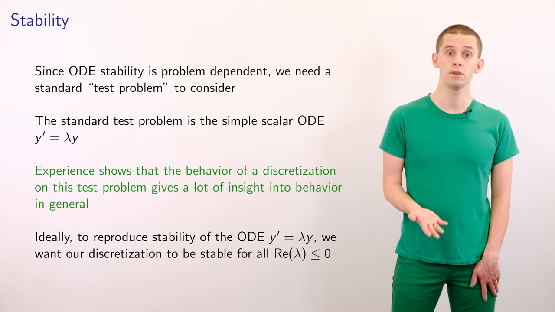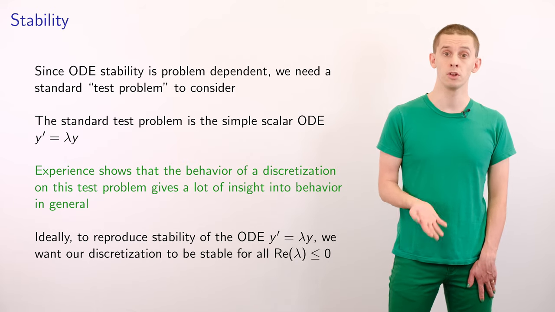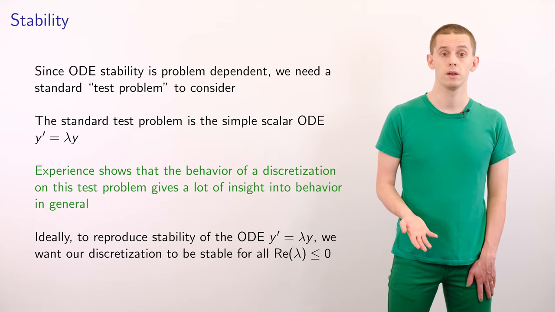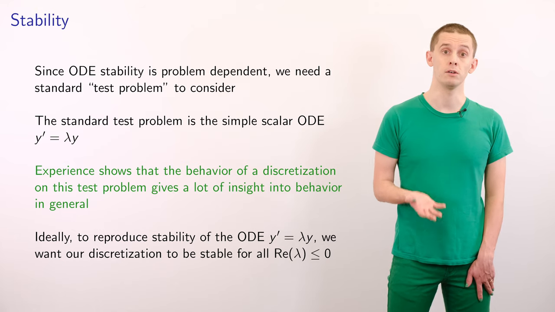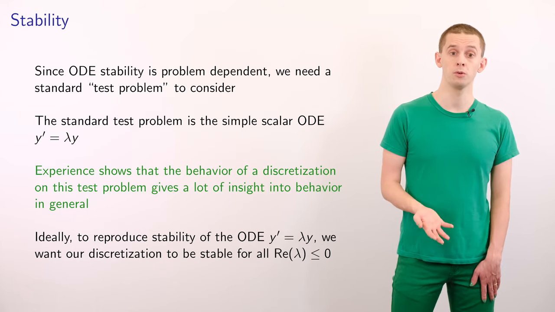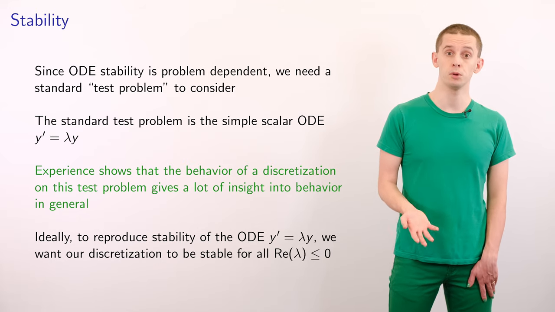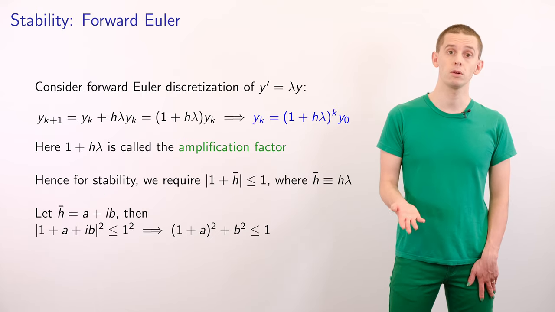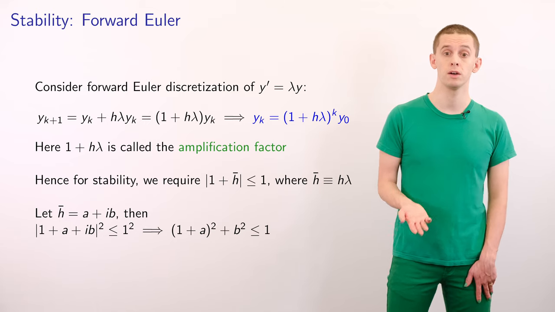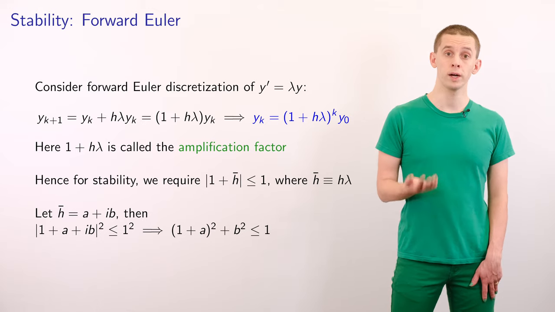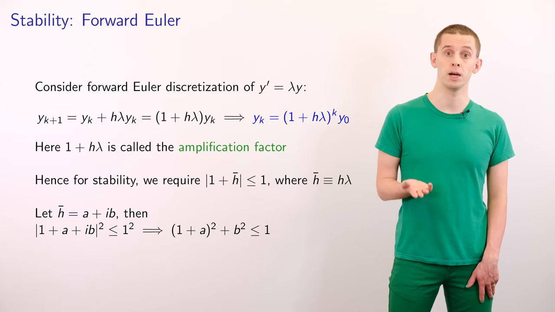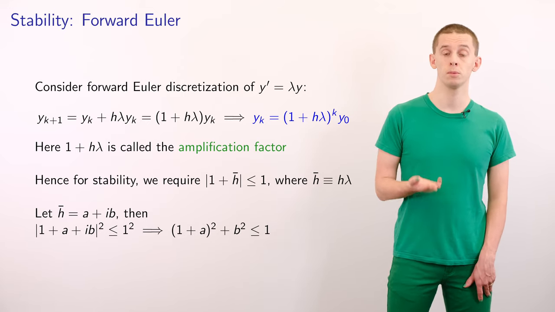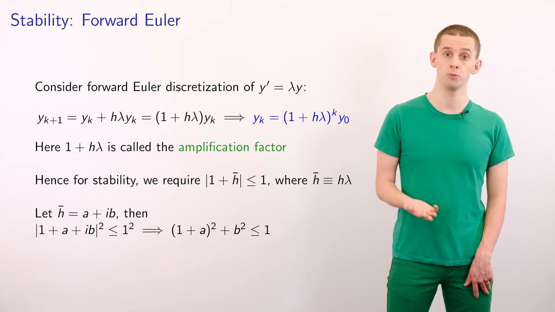And experience shows that the behavior of a discretization on this test problem gives a lot of insight into the numerical stability properties of the discretization in general. So ideally, to reproduce the stability of this ODE y prime equals lambda y, we're going to require that our discretization will be stable for all values where the real part of lambda is less than or equal to zero. Let's now look at stability of the forward Euler discretization of our test problem. So here then, we'll have that y k plus 1 is equal to y k plus h times lambda times y k, and we can rearrange that to get that y k is equal to (1 plus h lambda) to the power of k times y0.